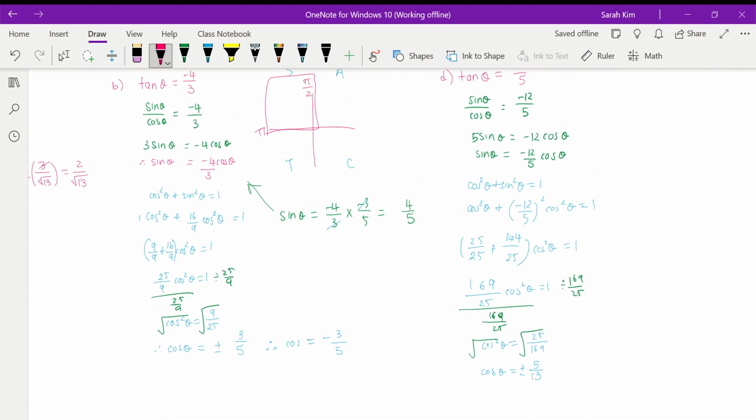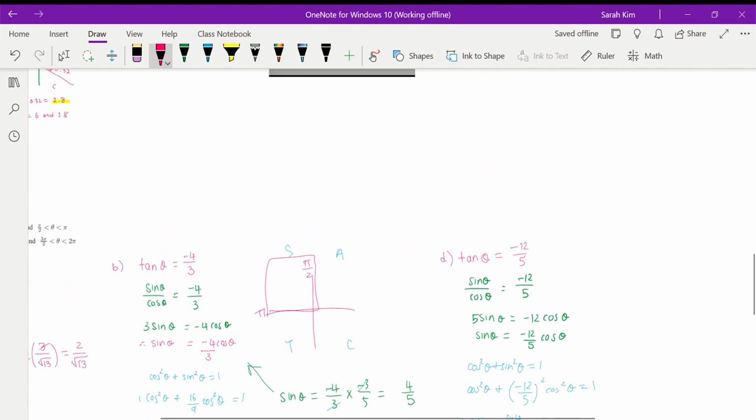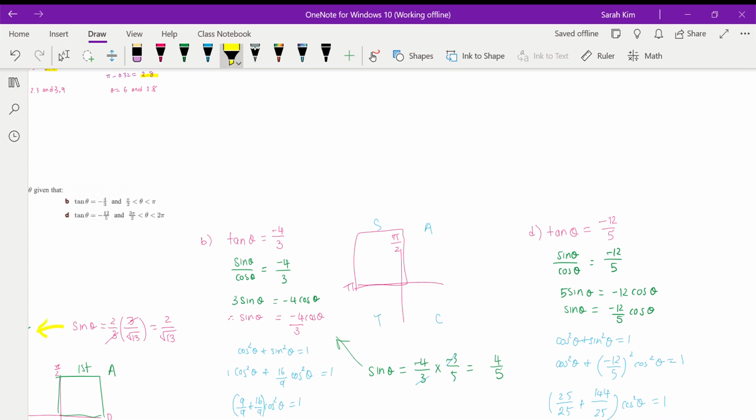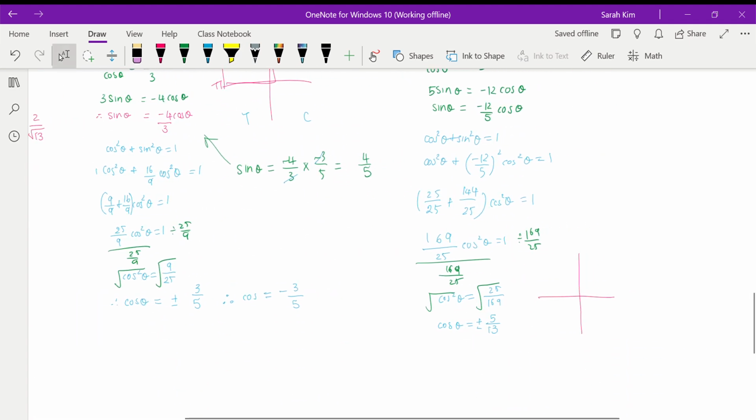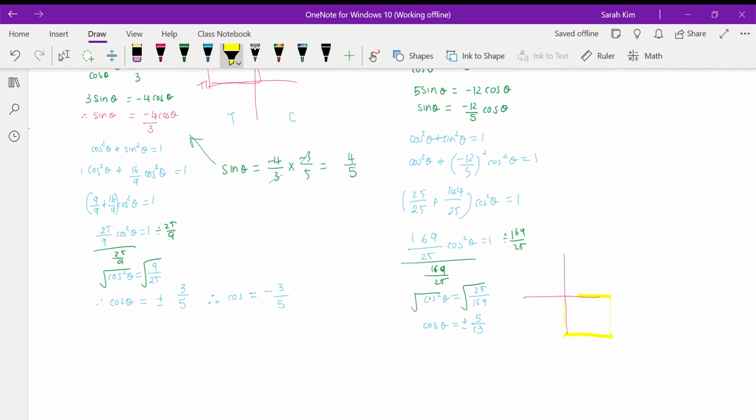So let's have a look back at the question. Draw my unit circle. Where was I restricted to? I was restricted to 3 pi over 2 and 2 pi. So that is this fourth quadrant. So all silly turtles crawl. So only my cos is positive here, so therefore my cos is positive 5 over 13.